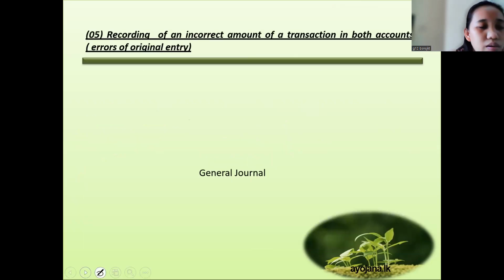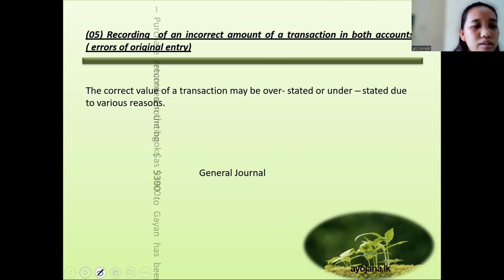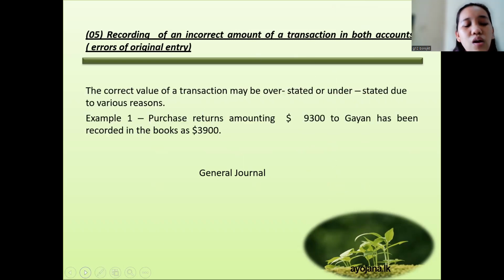Next, number 5 is recording of an incorrect amount of a transaction in both accounts. Sometimes we call them errors of original entry. The correct value of the transaction may be overstated or understated due to various reasons. Okay. Original entry, you just put the wrong number. I mean, this is the easy way to remember. Error of original entry, you just put the wrong number.